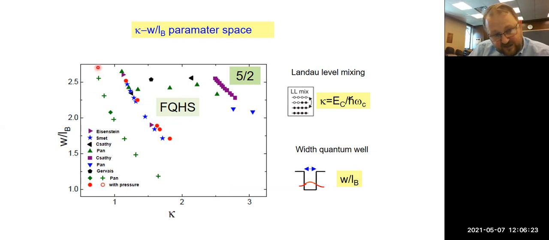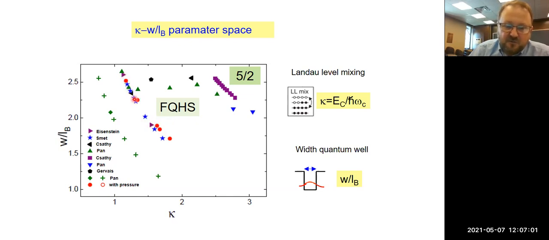Oftentimes, when you just take a sample and tune the density, you're going to get these lines, these streaks. The reason for that is that if you tune the density, then kappa and the width parameter are not independent. If you just assume that the effective mass doesn't change, then the width scales with the magnetic field in a certain way, kappa scales with the square of the magnetic field, and then you get some kind of hyperbolic relationship here. And our sample, which is under pressure, is these red dots.